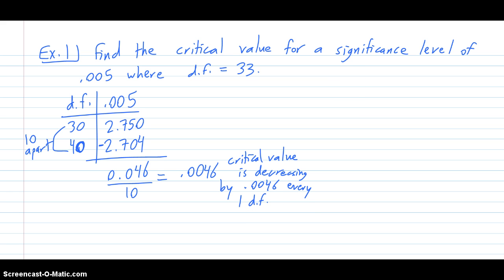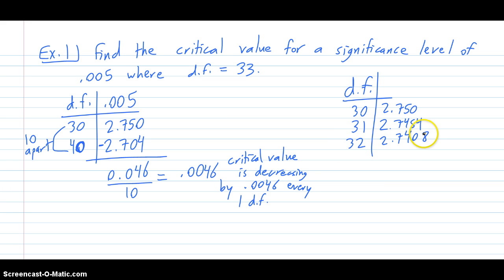So, off to the side then, we can do it a couple ways, right? I'm going to show you both ways. So 30 is obviously 2.750. If I want 31, I could subtract 0.0046, and that would give me 2.7454. Okay? Keep subtracting. So degree of freedom 32 would be 2.7408. And one more time to get to 33 will give you 2.7362. So if I wanted a degree of freedom 33, there is my approximate critical value.